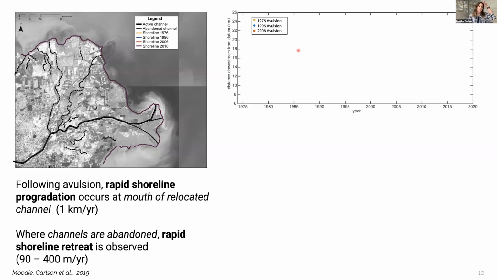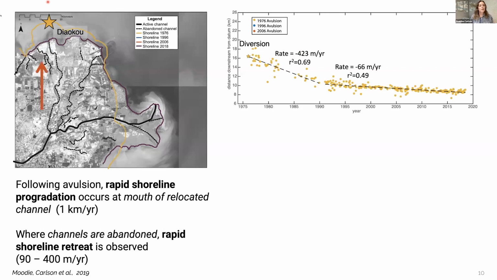Okay. So again, following an avulsion at the new river mouth, we see rapid shoreline progradation, but where we have a distributary channel that's been abandoned, we also see rapid shoreline retreat. So this purple outline is showing the modern Yellow River coastline. In yellow, we have the coastline as it was in 1976. In 1976, another engineered diversion occurred.